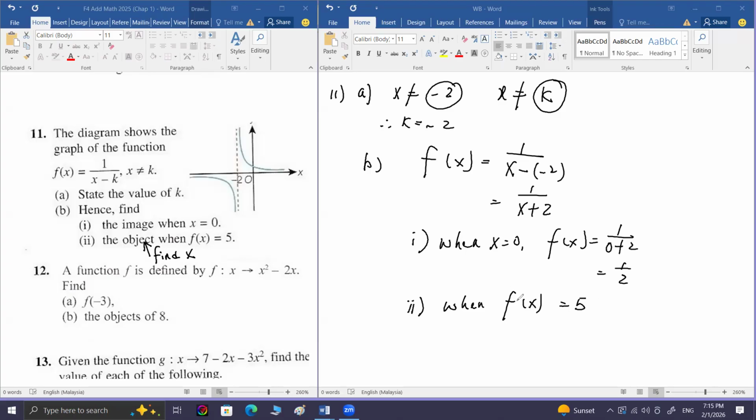Okay, what is f(x)? Read out the f(x). Yeah, 1 over x plus 2, is it? Is 5. So you find x. I repeat, when find image, you substitute the x, whatever x here. When find object, you copy the whole thing from the right side with the value that given, you find x. Okay, Anna? I repeat, find image means find f(x). Find object means find x.